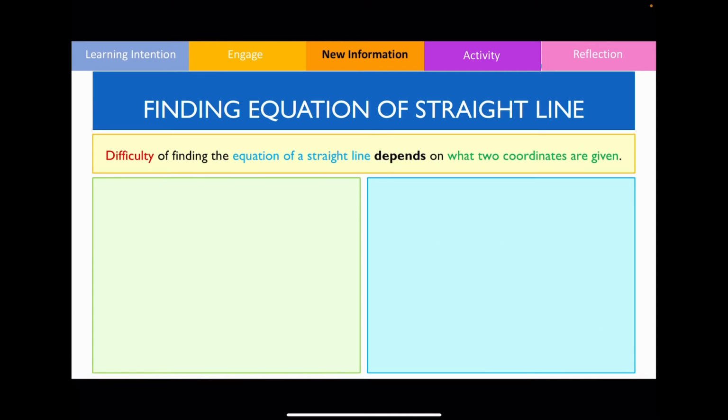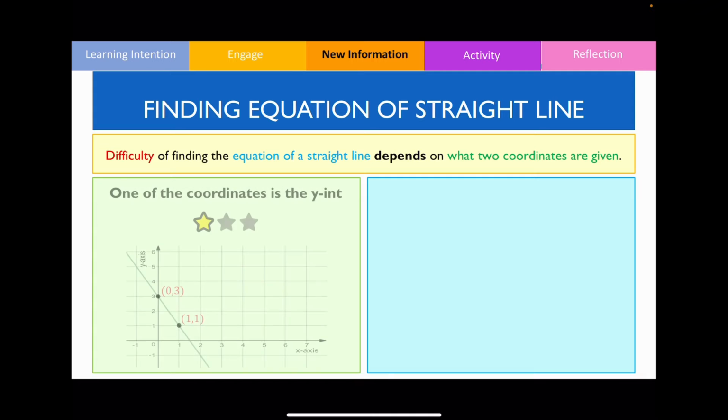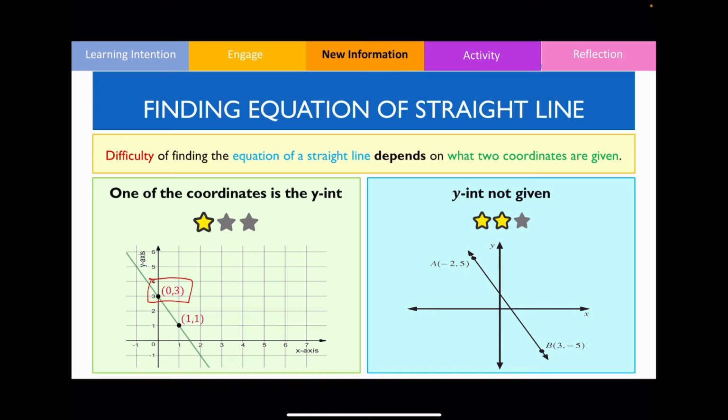The difficulty of finding the equation of a straight line will actually vary depending on what two coordinates are given to us by the graph. So for questions that already give us what the y-intercept is, I give this a 1-star rating because you really need to do only one line of working out in order to get the equation of the straight line. In contrast, when both of the coordinates that are given to you do not tell you what the y-intercept value is, you're going to need to do a bit more working out. So in this case over here, I've given this a 2-star rating in terms of difficulty.